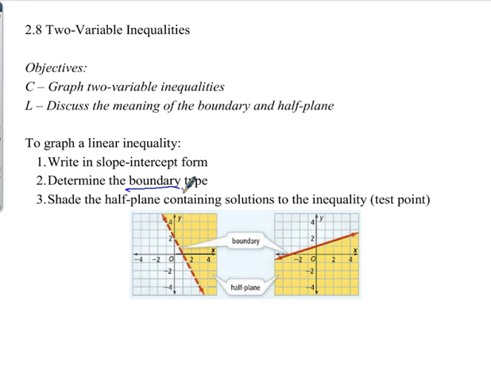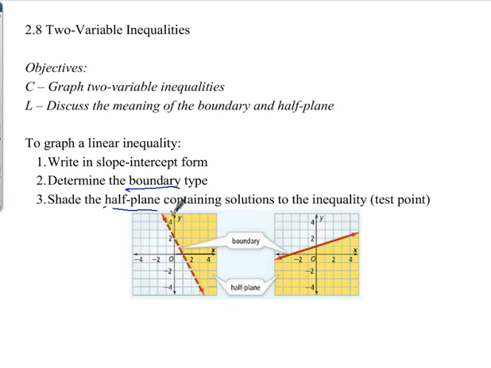The boundary is a vocab word. Boundary is just another name for where the shaded region ends. So in other words, where the shaded region ends is pretty much this line that you drew in there. So the boundary is actually the line that you draw in before you shade. Shade the half plane. That's another vocab word that we have.